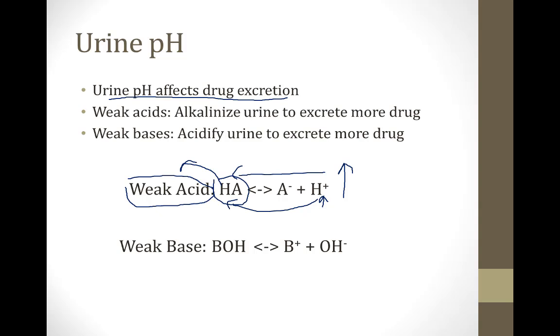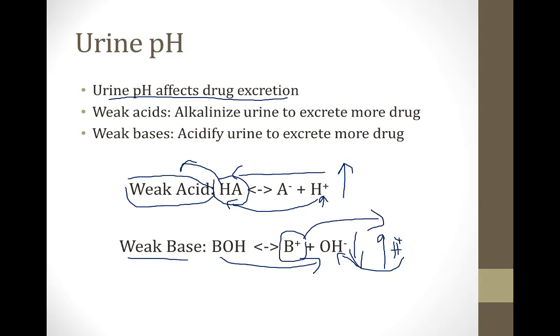So an acidic urine favors the reabsorption of weak acids. For the bases, it's the opposite. If we have a very high concentration of H plus in the urine, those H plus molecules are going to combine with the OH negative to form water. That is going to decrease the concentration of OH negative in the urine and drive the equation this way. So for weak bases, an acidic environment favors formation of the ionized form of the drug, and that gets excreted.